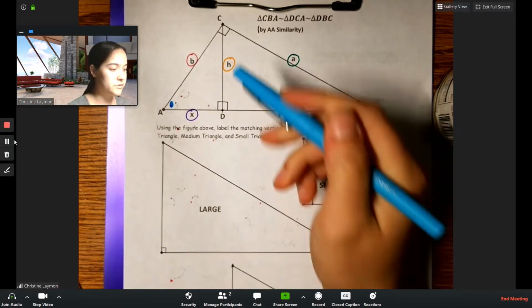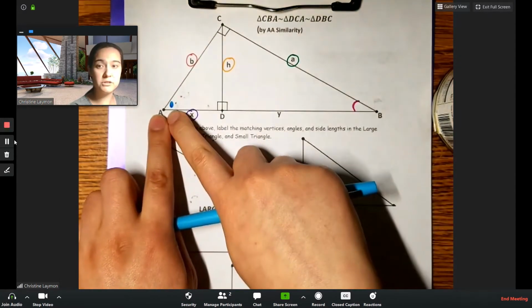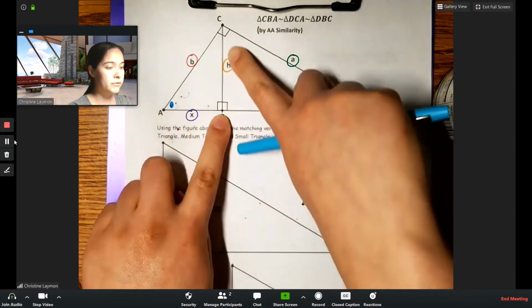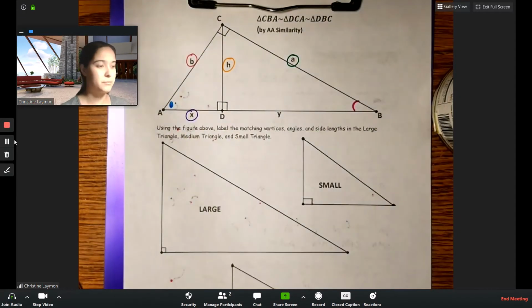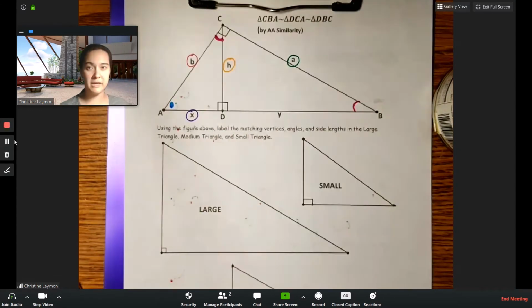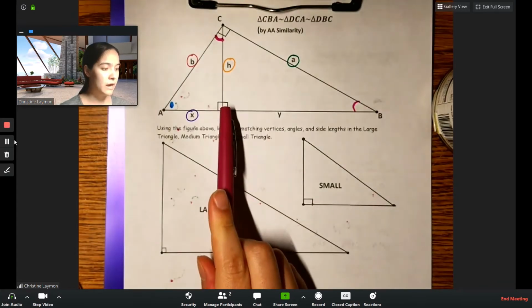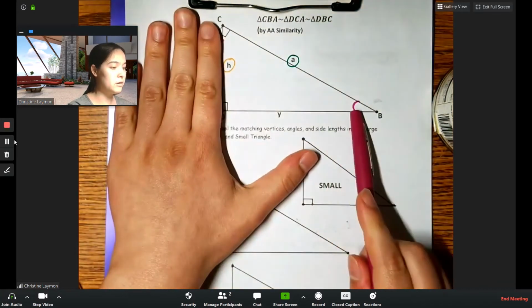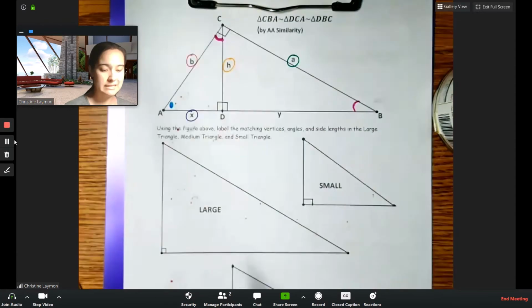Taking a look at the small one now. Light blue dot, 90 degrees. What I'm missing up top then is the pink arc. Here we go. Pink arc. Looking at this far one over here, 90 degrees, pink arc. What I'm missing is light blue dot.